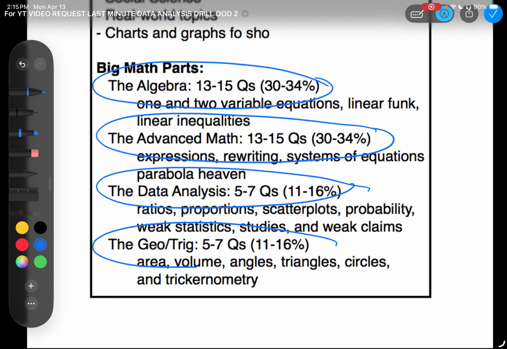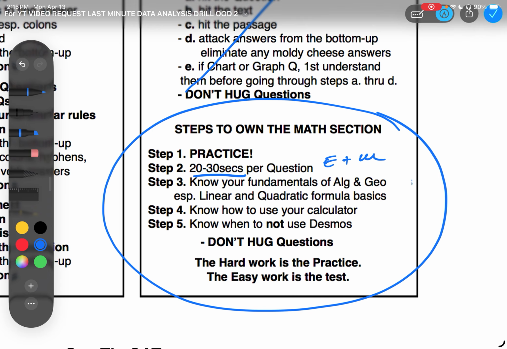Yes, this video is the big picture about data analysis because I don't want you guys getting shook by this. All right, this is all about reading, all about reading. Your steps to owning the math section is getting very familiar with your easy and medium level questions because we have to own those questions in 20 to 30 seconds each. If we own those questions in 20, 30 seconds each, then we'll have more time for the harder questions, which would be the last third of each math part of the SAT.